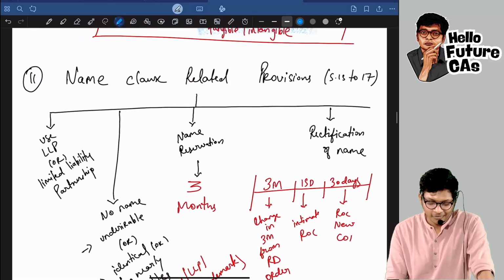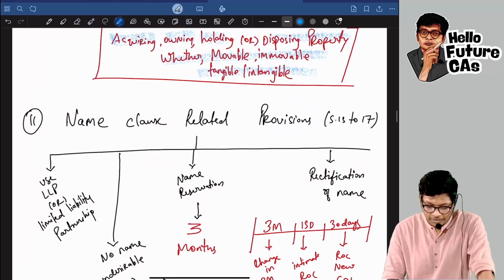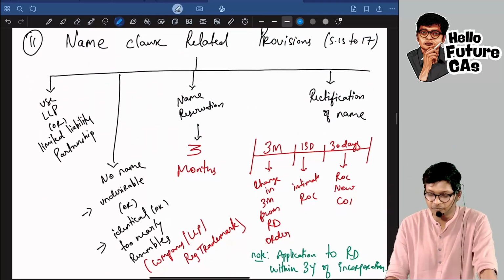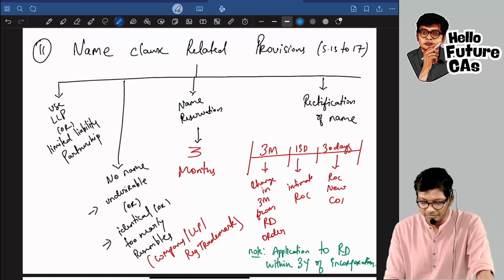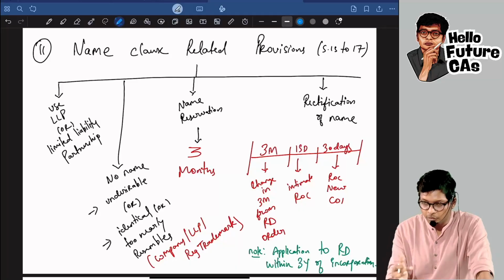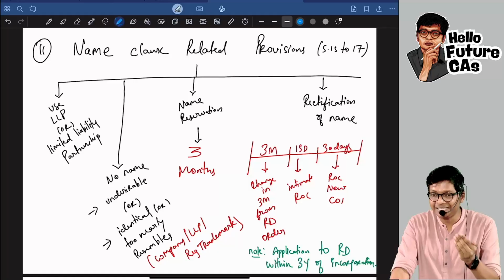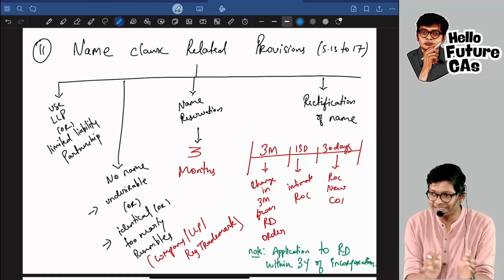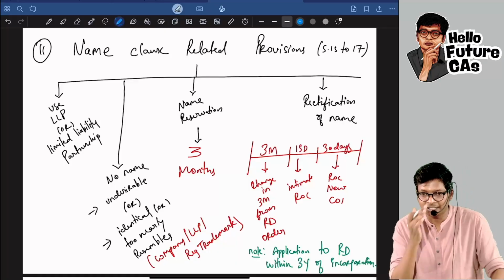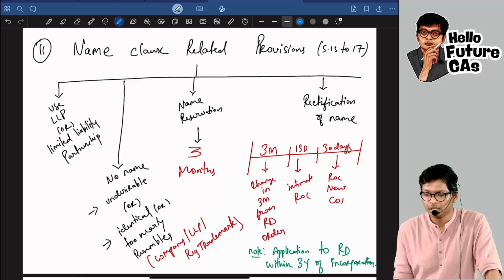Fine. Now next is name related provisions. Yeah. Name related provisions. This is very confusing for students usually. From section 15 to 17, all the name related provisions, I have put it in one place. First, if you studied Companies Act, same concepts, slight changes. This same thing is there in Companies Act. I will tell you the changes also. So it will be a comparative learning. Are you following, guys? Clear?